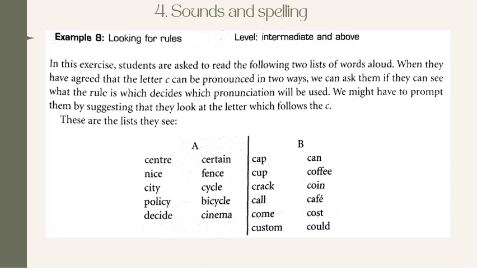So for example, in this case, we see that the letter E-I-Y after the letter C makes the S sound. C makes the S sound, as in center, certain, nice, fence, right? City, cycle, and all these sorts of things. And then when you see A-U-O-R after the letter C, then C now makes the K sound, right? As in cap, can, cup, coffee, crack, coin, call, cafe. Okay, this kind of inductive approach helps them know that sounds and spellings are not always random. Sometimes there are some sort of rules or patterns that they can remember that can help them identify the sound and spelling of that word.